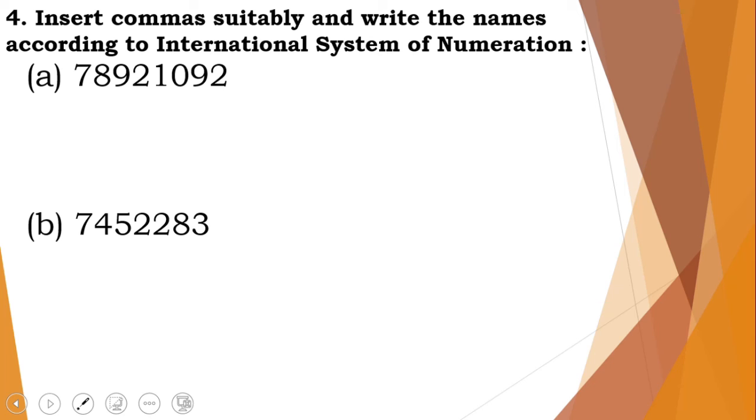Now the fourth main is insert commas suitably and write the names according to International System of Numeration. Now in the previous main we placed the commas and wrote the names according to Indian system. And now we are going to do according to International System of Numeration. Now let's see the first question. Now in first question also, first we should put the commas.